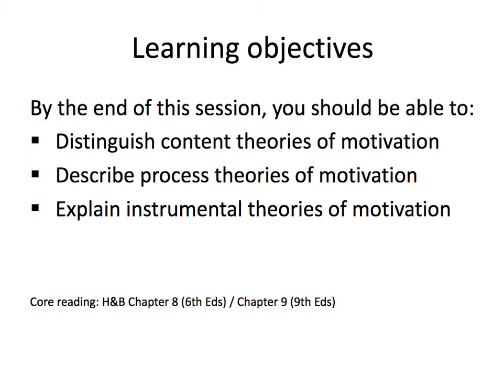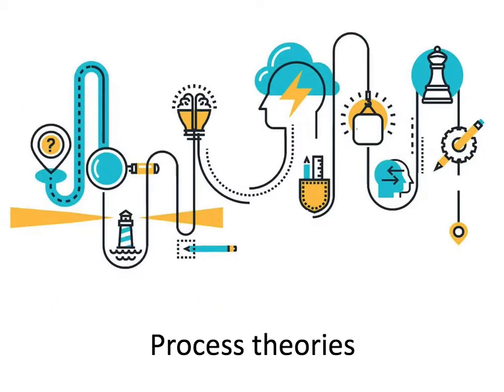So let's move on to process theories of motivation. Process theories of motivation differ from content theories primarily in their focus not on the things that motivate people, the literal objects that motivate people, but rather on thinking about motivation as something that emerges from a process or a way of thinking. Probably the easiest way to illustrate that is if I explain some examples of process theories.